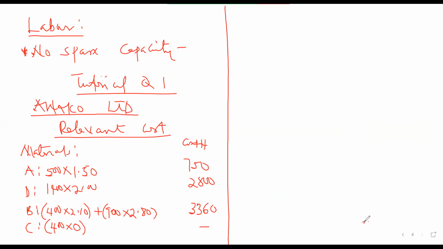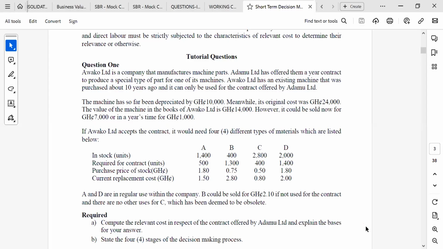Okay, let's come to the issue of the machine. That was about the material. The purchase price, take it as the historical cost, the amount that you purchased them a long time ago. So you use the current replacement cost as the current price.